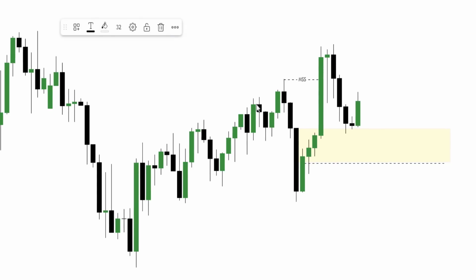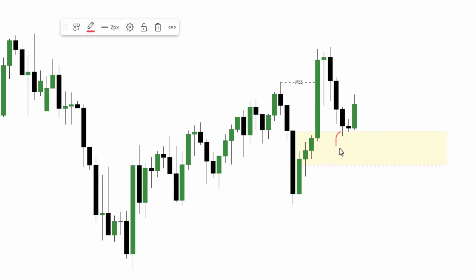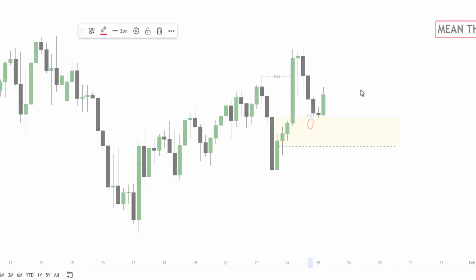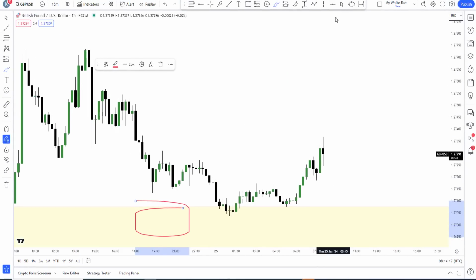So now I am seeing price touching this order block, which is important. And now I'm seeing it printing a bullish candlestick. So if I go back to the 15-minute time frame, what do you think I would see? This is the most important aspect.